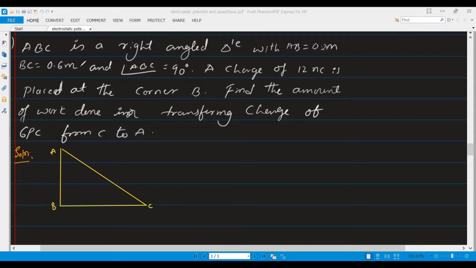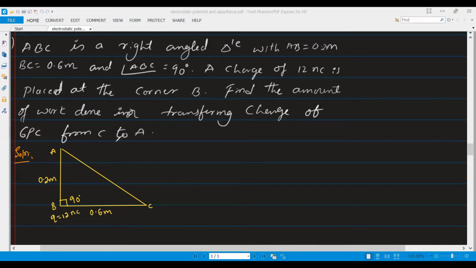So what they are saying is, ABC is a right angle triangle with AB 0.2 meter, this is 0.2 meter, and BC is equal to 0.6 meter, this is 0.6 meter, and angle ABC is equal to 90 degree. This angle is 90 degree. Angle B should be 90 degree. A charge of 12 nanocoulomb is placed at corner B. So here there is a charge placed. Let us consider this charge as Q equal to 12 nanocoulomb.